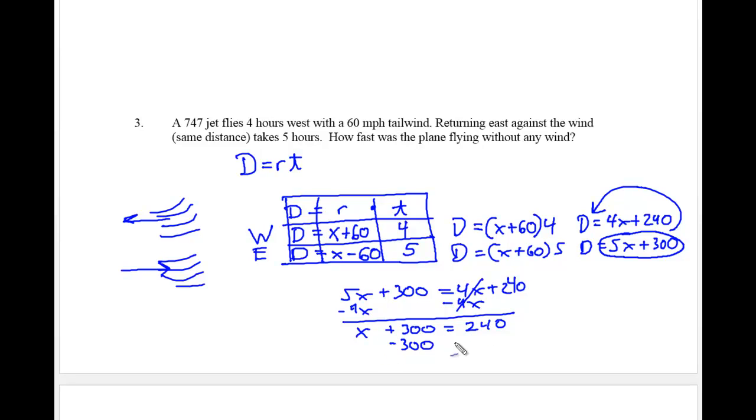Subtract the 300 from both sides. Let me think here. Oh, wait a second here. Oh, this should be a minus. So this should be a minus. Sorry about that. A little fix right there. So let's back up a little bit here.